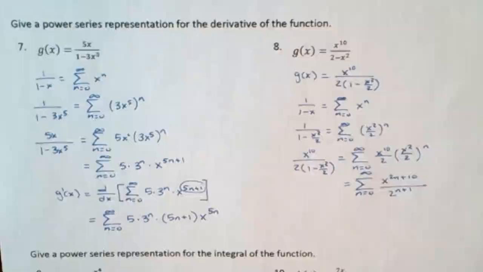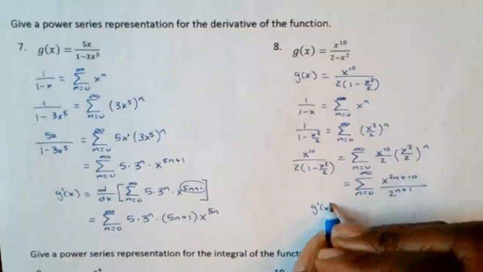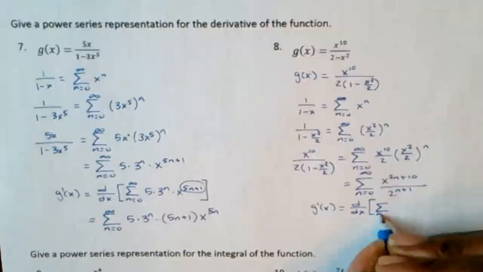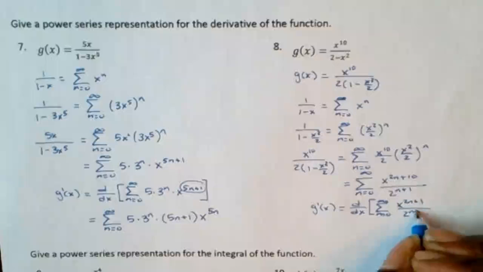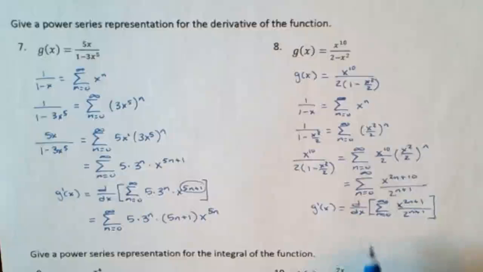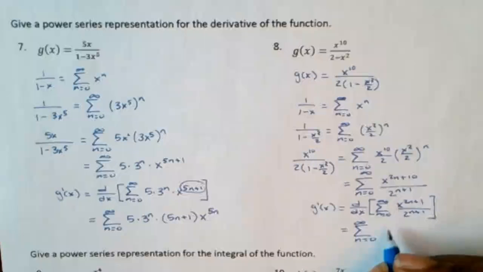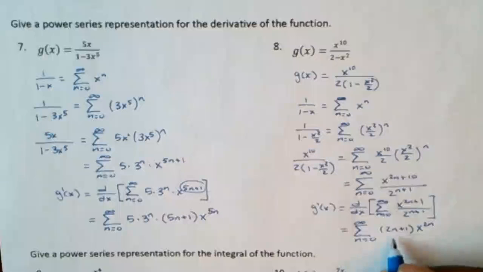All right, now if I have to take the derivative of this, all I'm going to do is focus on that x piece. So I get g prime of x equals the derivative of my summation, and then I'm going to take that exponent and drop it down, so I get the sum n equals 0 to infinity, 2n plus 1 times x to the 2n, because I have to subtract 1, over 2 to the n plus 1.